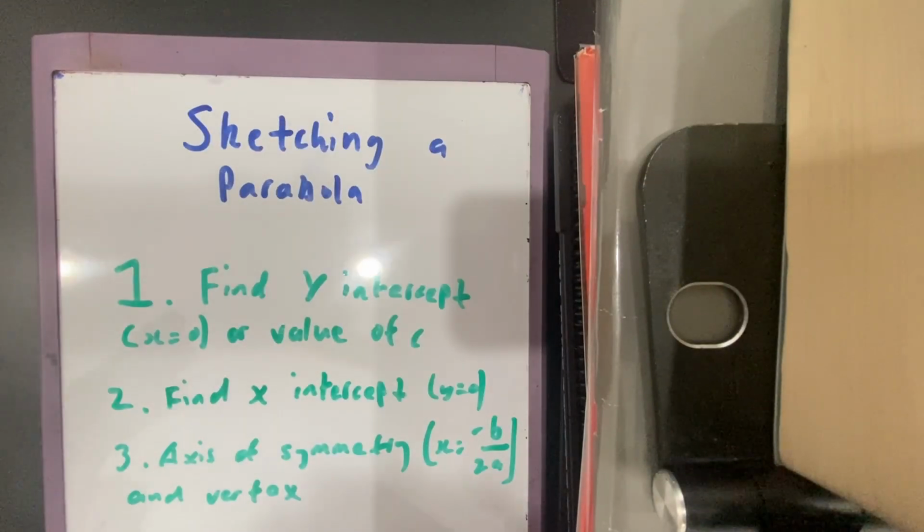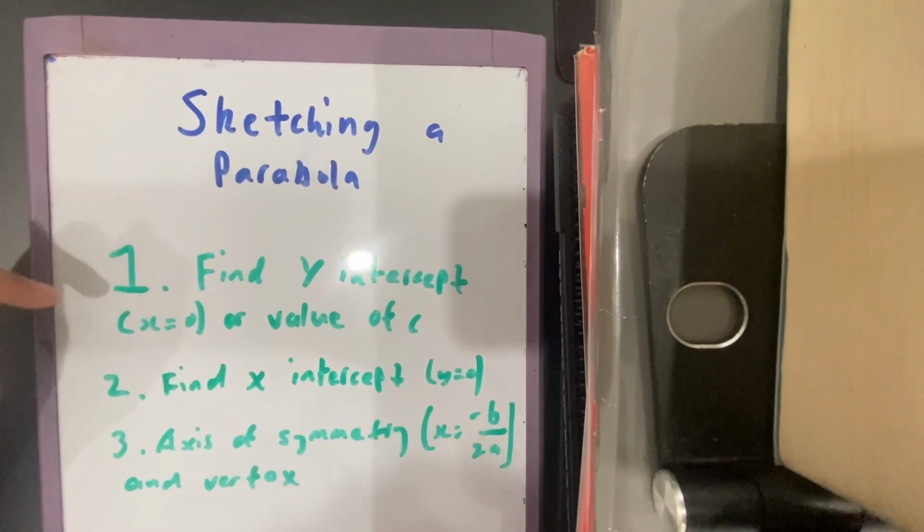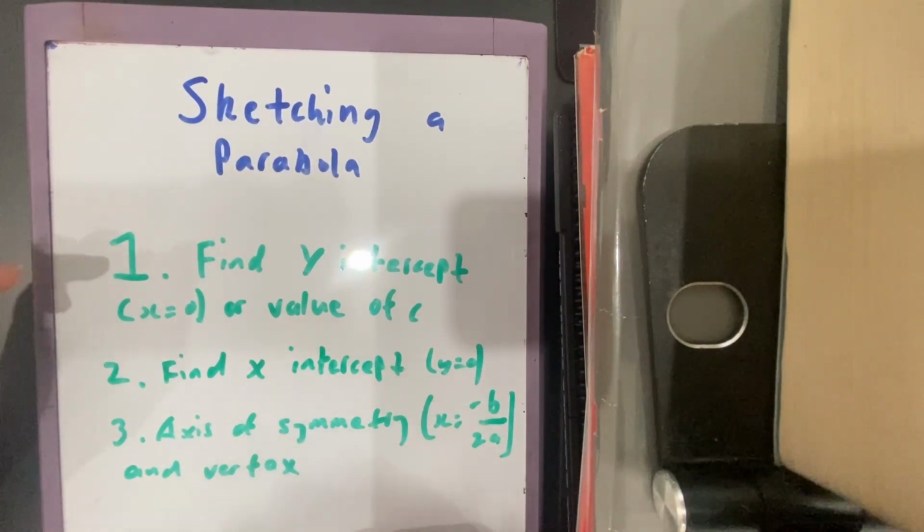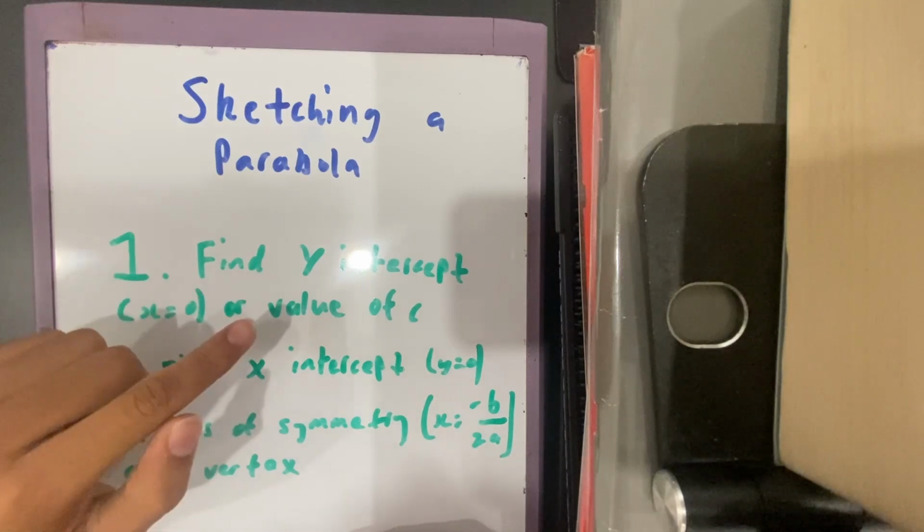For most parabolas, or pretty much every parabola, we have to follow these 3 rules in order to sketch them. So the first step is to find the y-intercept.